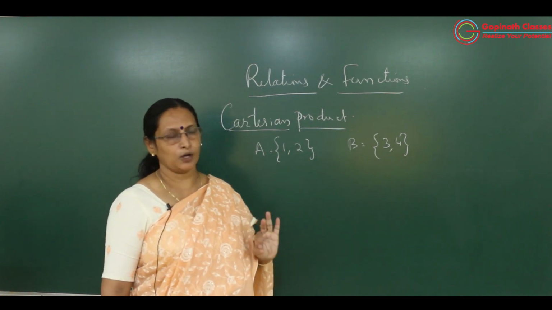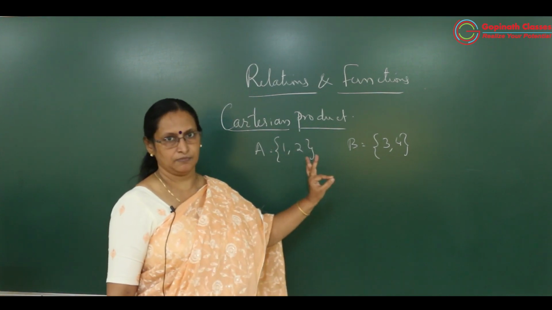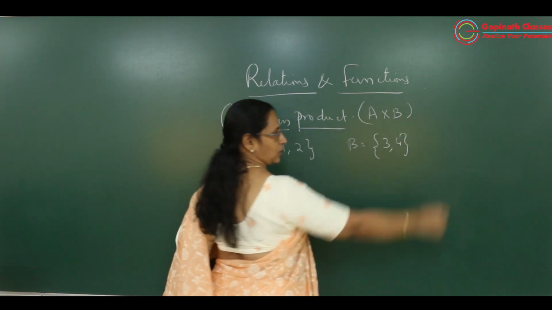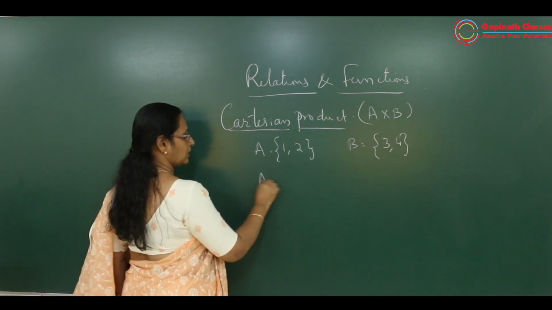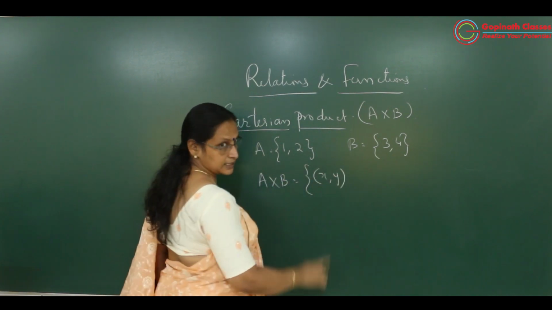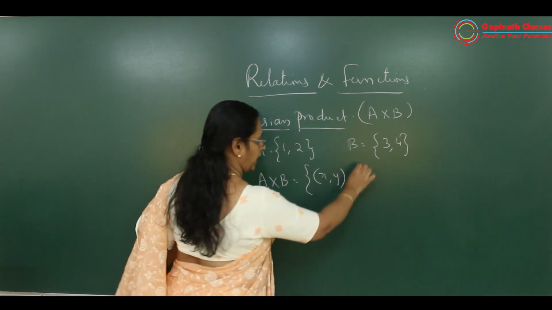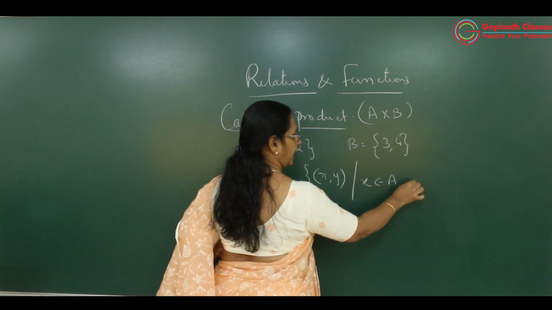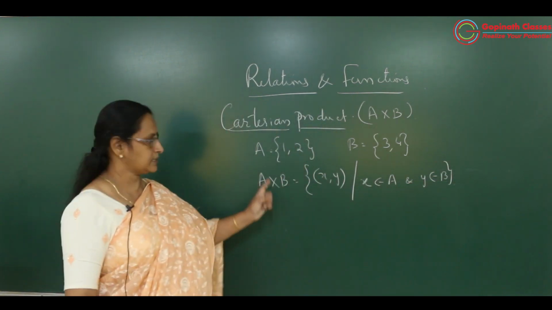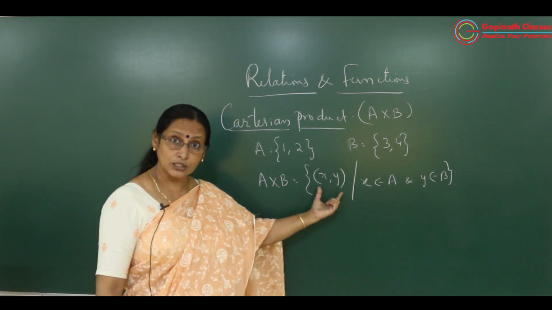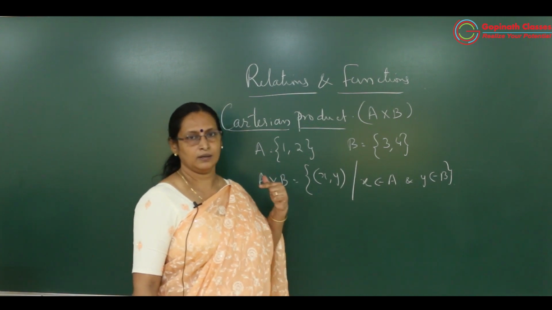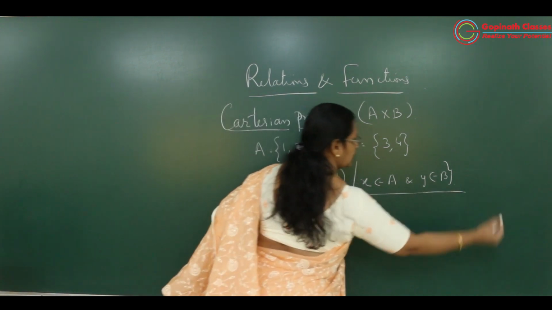So the Cartesian product of 2 sets is denoted by A cross B. We can even say it's the cross product. A cross B is nothing but a set of (x, y), a set of ordered pairs where x belongs to A and y belongs to B. This is what it means. A cross B is nothing but a set of ordered pairs where x belongs to A and y belongs to B. This is the meaning of it.